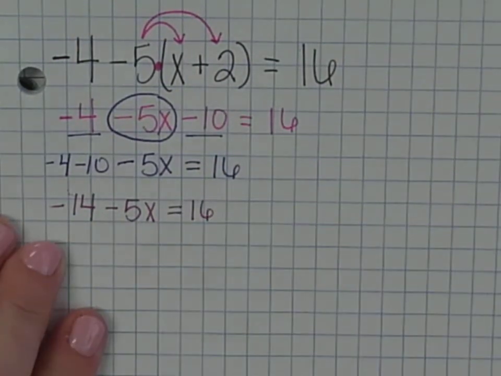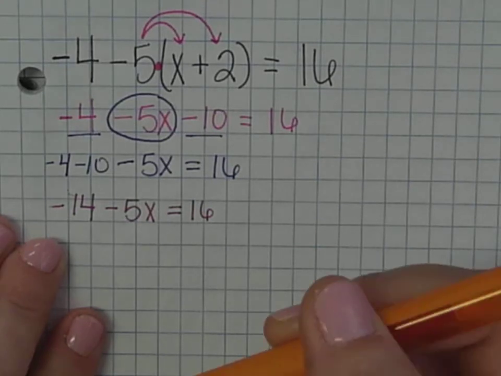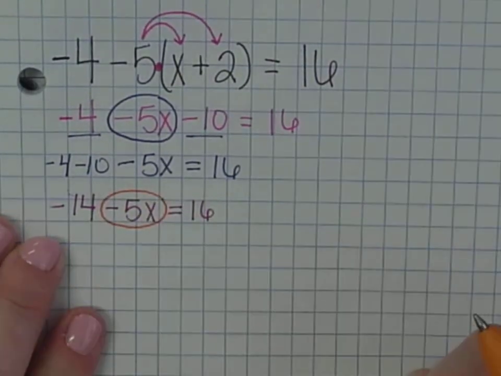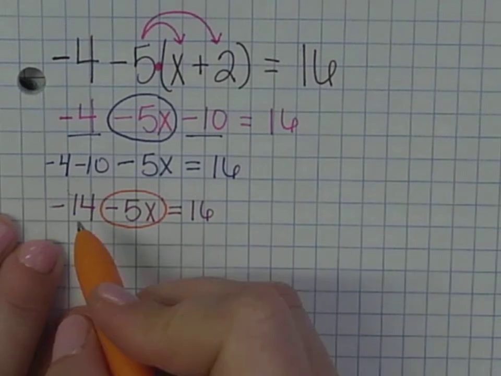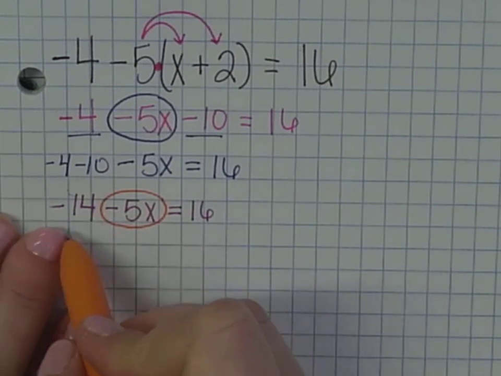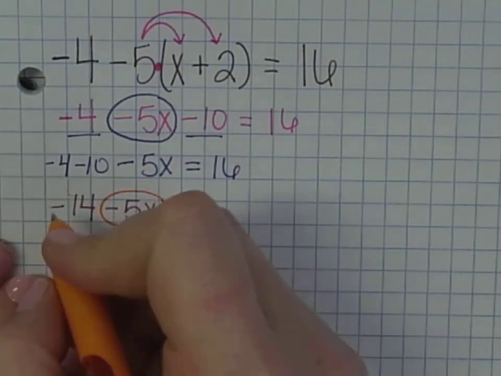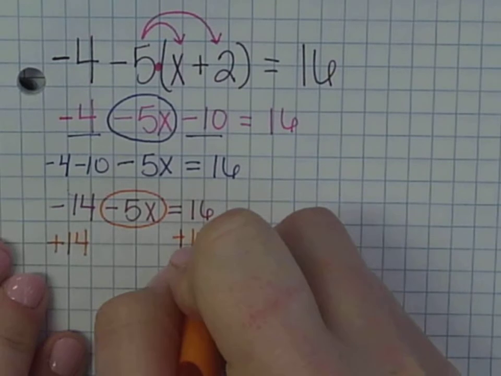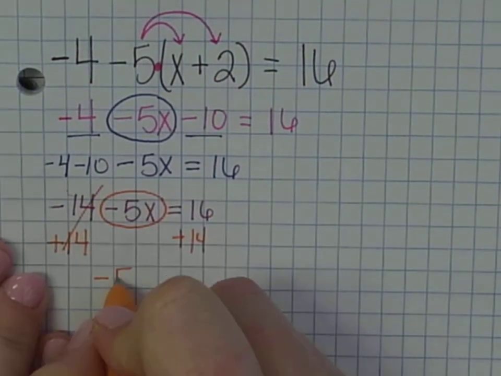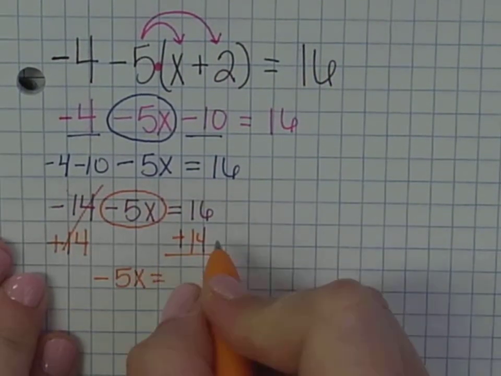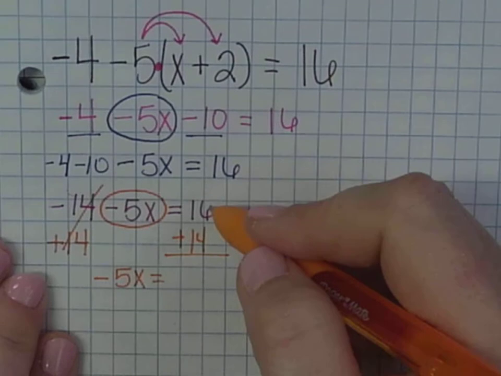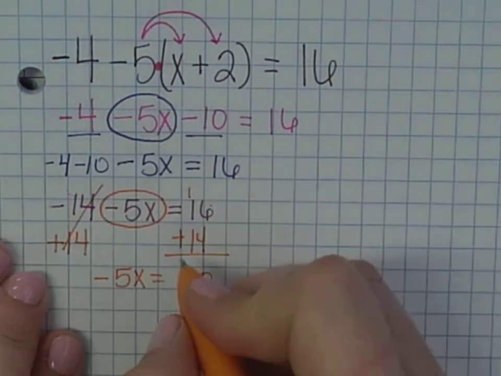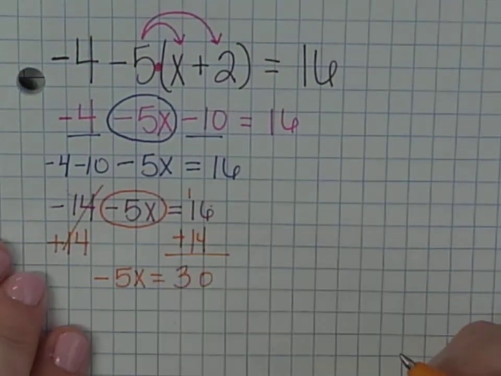equals 16. Then I need to circle my variable again. So then I need to move this minus 14. Well, it's a negative 14, so change it to a positive 14 and a positive 14. Negative 5x equals 16 plus 14. 6, 7, 8, 9, 10. Carry the 1, 1, 2, 3. So it'd be 30.